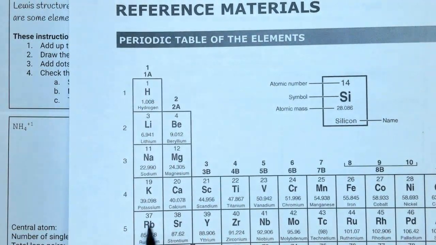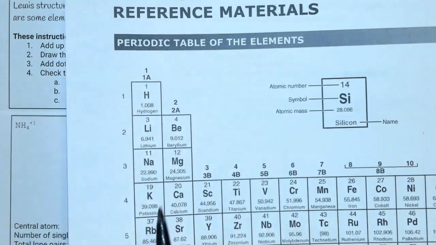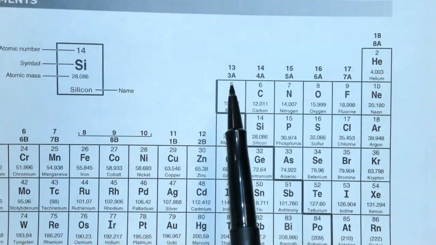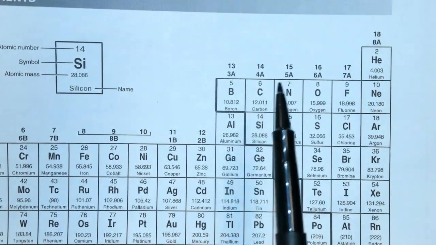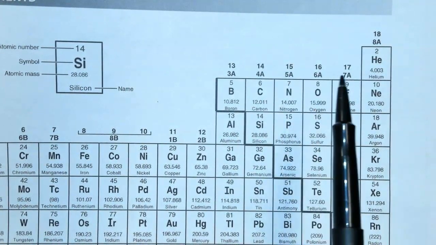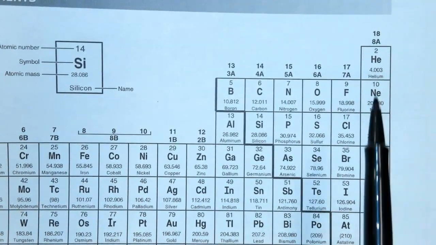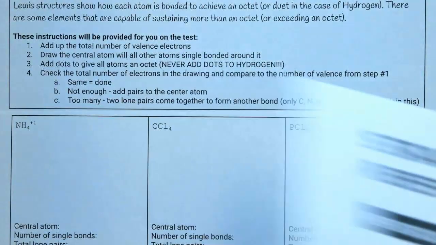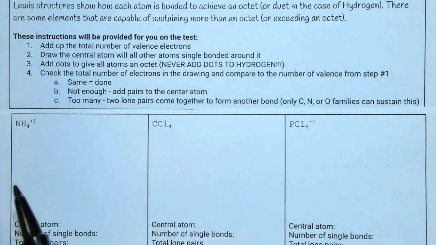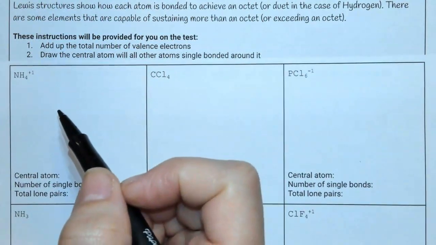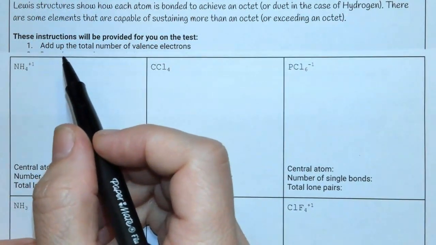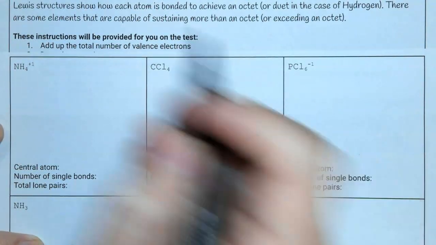Group 1A has 1 valence, group 2A has 2 valence. We skip across, group 3A has 3 valence, 4 valence, 5 valence, 6 valence, 7 valence. And in the case where we use any of these, they have 8 valence electrons. So now that we can tell how many valence electrons there are on the periodic table, let's add up the valences for each of these 3.